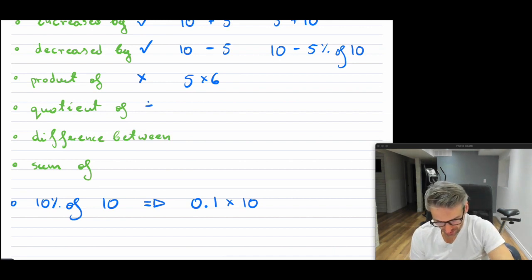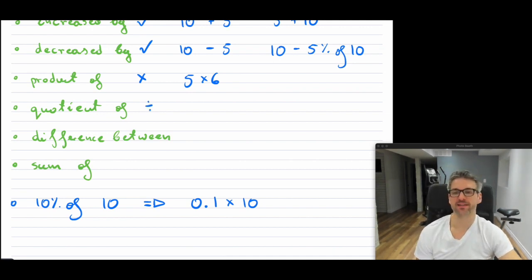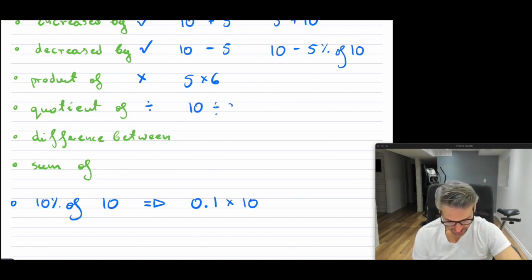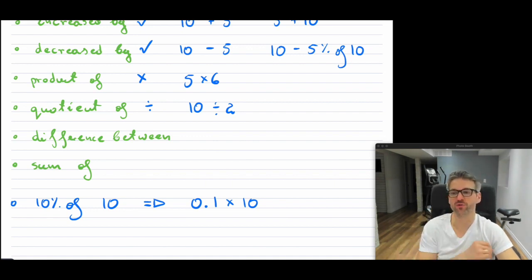This is very rare in word problems, but you might see that. So, quotient of 10 and 2. Okay, so this is what that would be. So the word quotient means division between the numbers.